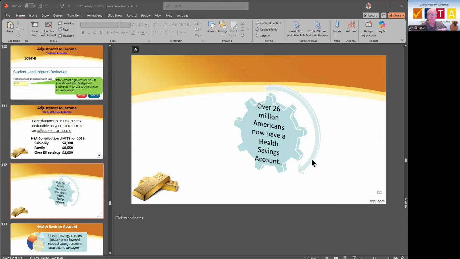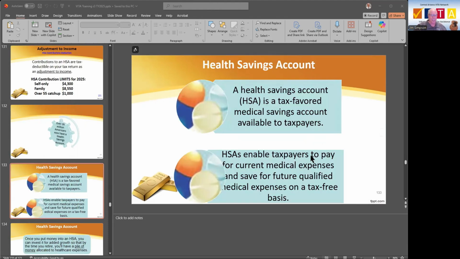And the idea is that you may have a high deductible in your insurance plan, but then you build up money in the health savings account to pay for that deductible and the succeeding co-payments. So that's the concept. It's a tax-favored medical savings account available to taxpayers, but only to those with a high deductible health plan. So it enables them to save money for medical expenses and pay for them on a tax-free basis. I will tell you now, there's a big misconception.